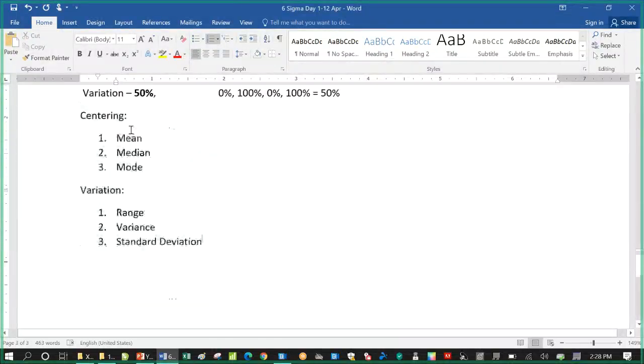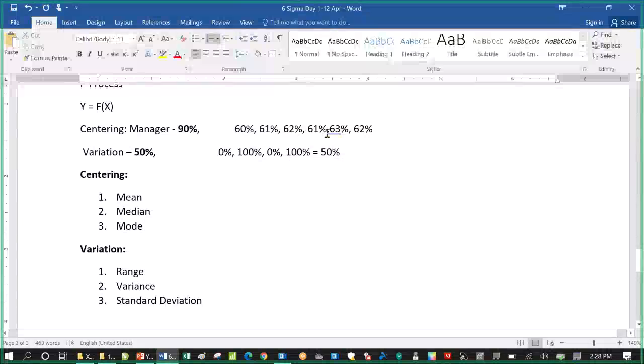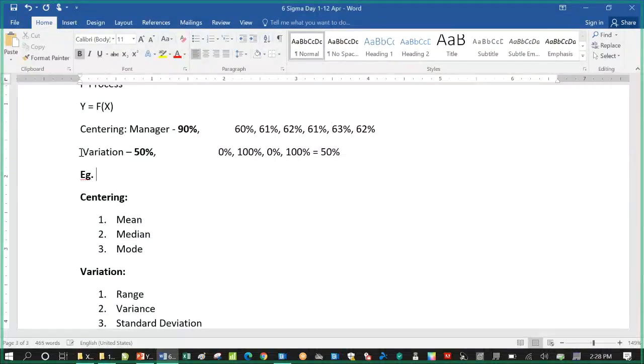So I'll tell you a very basic thing here. Now let's understand how you calculate centering or variation related problems in your process, in your department, or in your role. I'll give you one example here.